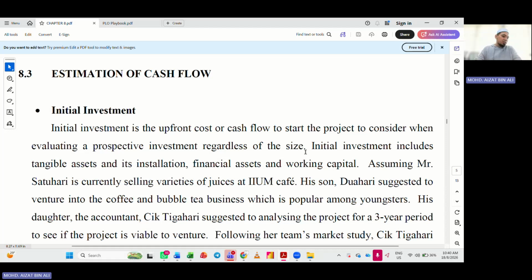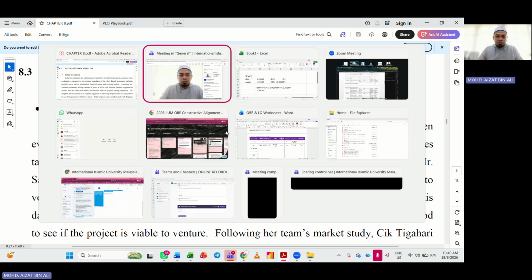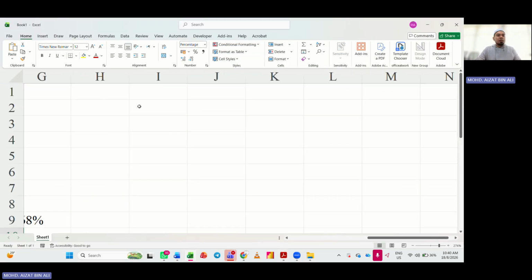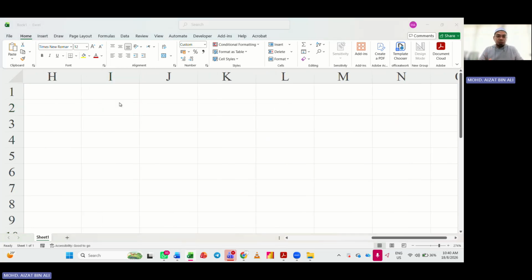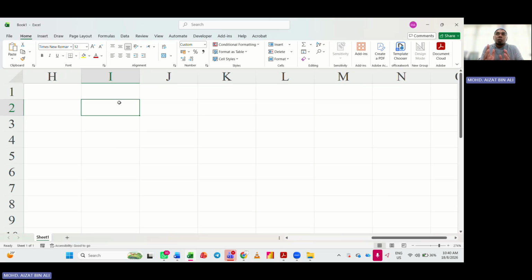Next part is the estimation of cash flow. This is where the hardcore calculation part of this chapter begins. Before we begin, let me explain the structure of this. Firstly, you need to know that we only do this calculation, the estimation of cash flow, when we are considering a project.